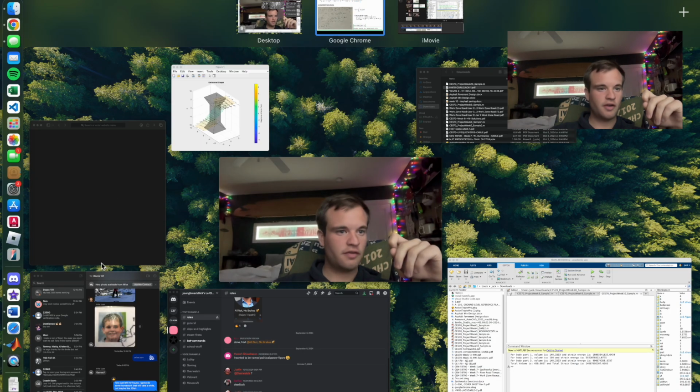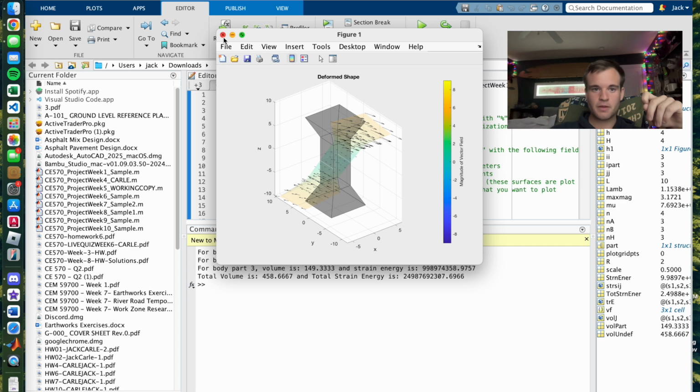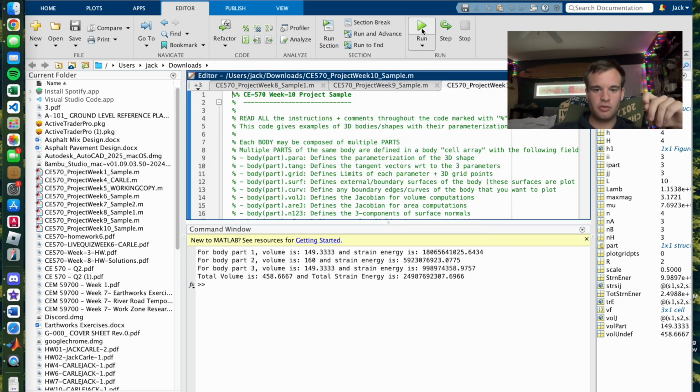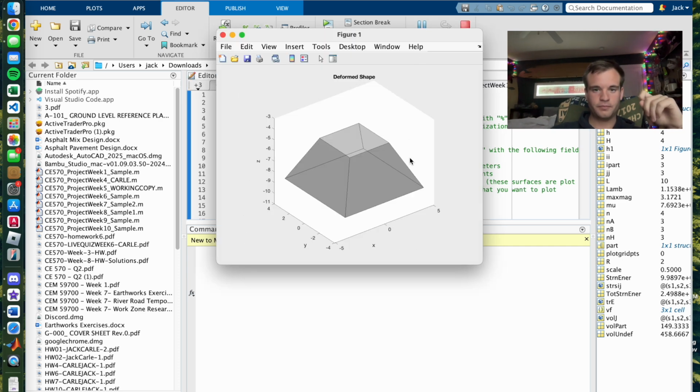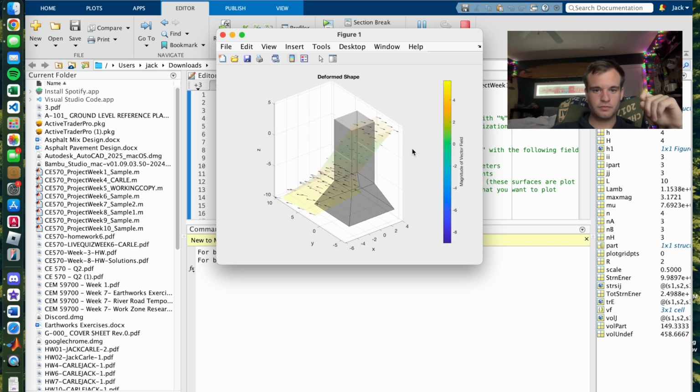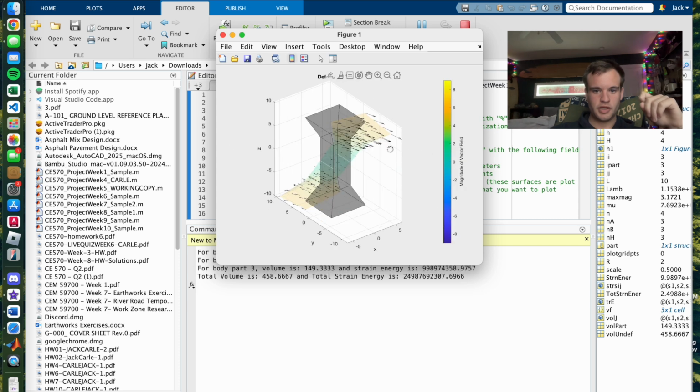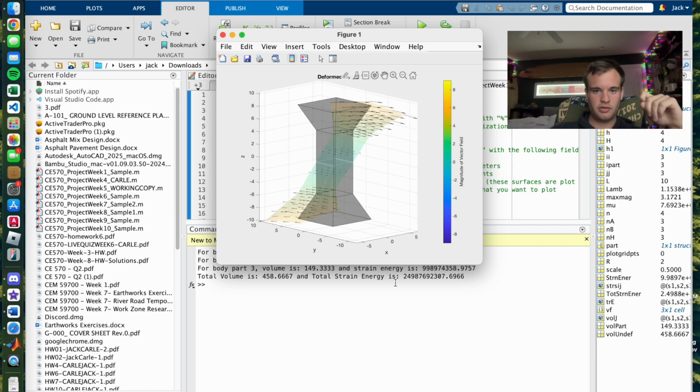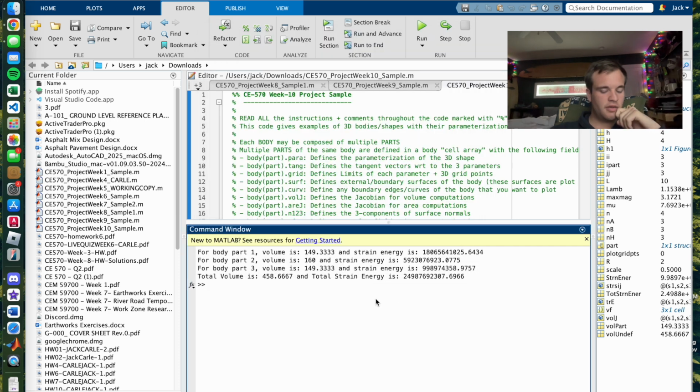And now I'm going to just verify with the MATLAB code. Here's the code. Run it. So there's our body, the stress applied, or the deformation applied. And then this is that value that we solved for with that second body.